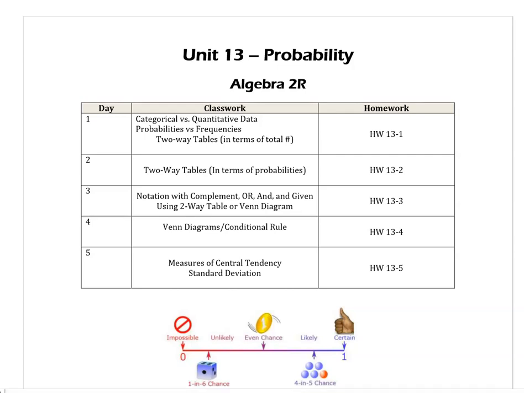Hello, welcome to Unit 13 on probability. This video is going to encompass all of day 1, which is the difference between categorical and quantitative data, probabilities versus frequencies, and something you may be familiar with from Algebra 1, which is two-way tables, a way for us to organize data.